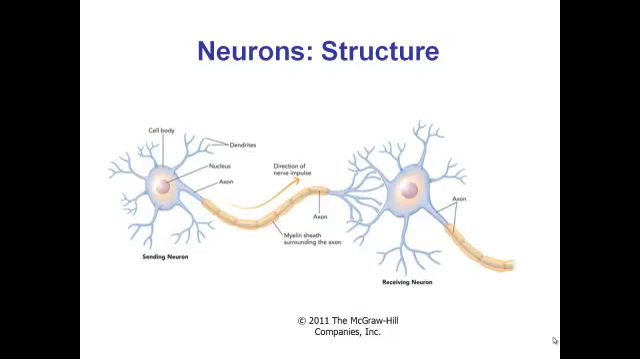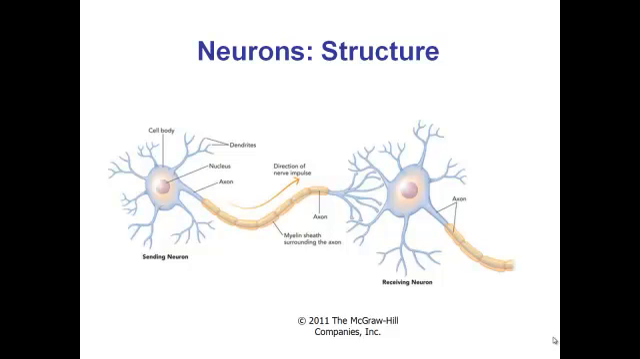Okay, let's talk about the basic structure of the neuron. If you take a look here, you have the cell body, which contains the nucleus. This is the power center of the neuron. Just like the cells in the rest of our body have a cell body with a nucleus, this is the cell body for the neuron.